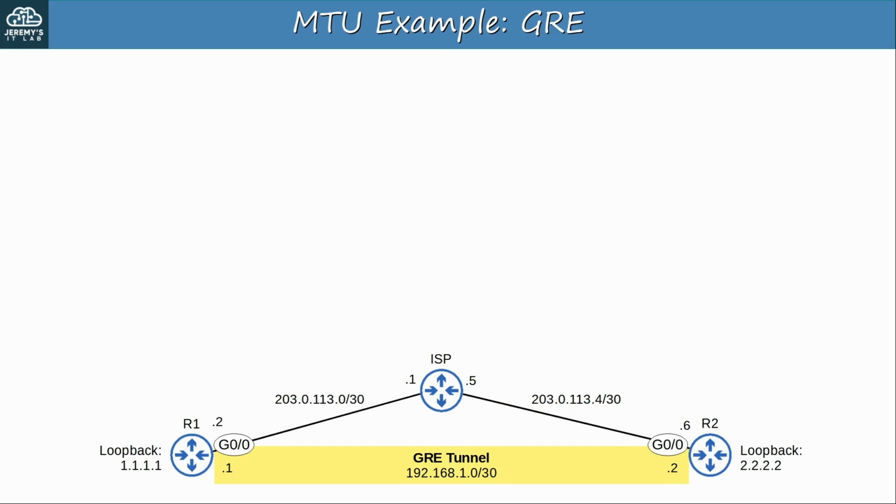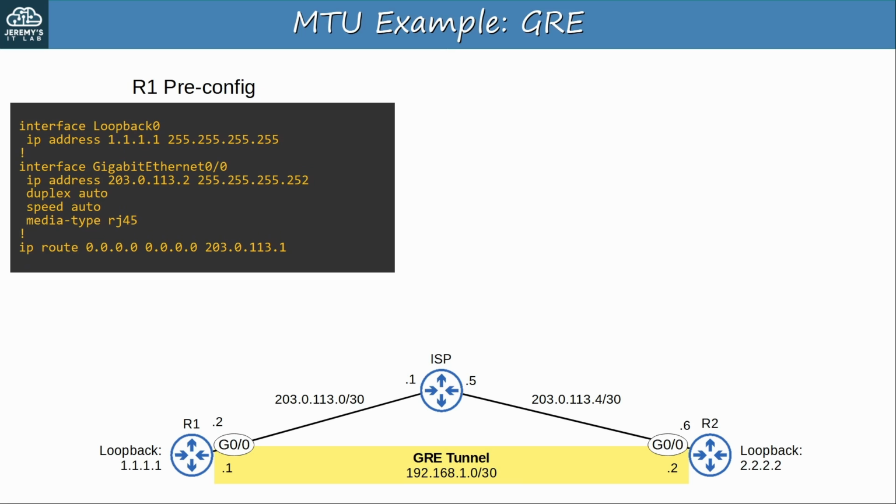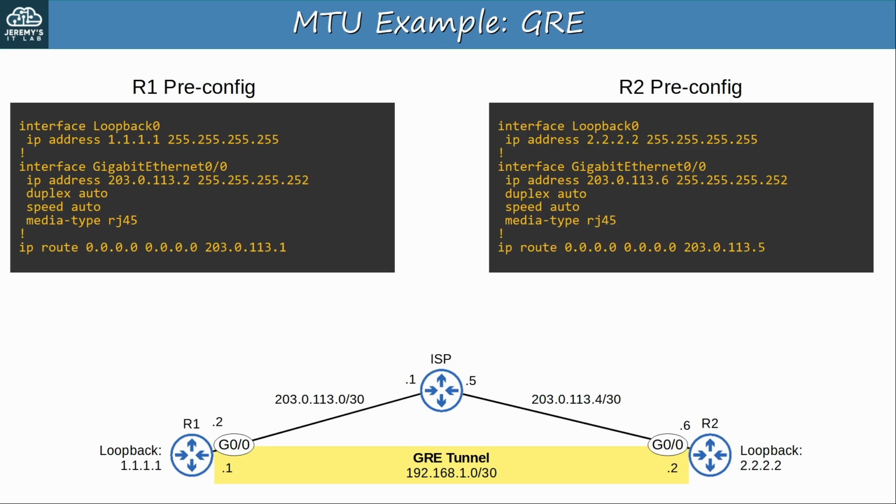Now let's look at an example where MTU plays an important role when using tunnels such as GRE tunnels. As you can see in the diagram, R1 and R2 are both connected to an ISP, and we will build a GRE tunnel between them over the ISP infrastructure. Here is the pre-configuration on R1, configuring a loopback interface, its G0/0 interface, and a default route to the internet. And the same on R2, a loopback interface, the G0/0 interface, and a default route to the internet. Feel free to pause the video if you want to examine the configurations.